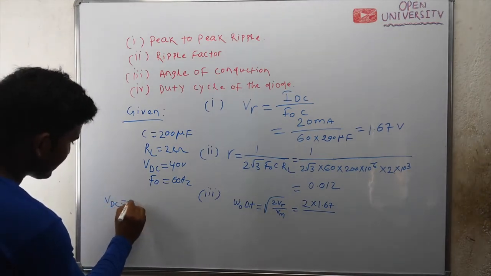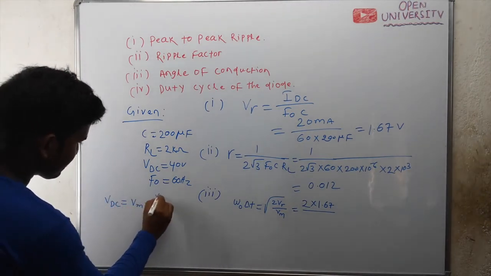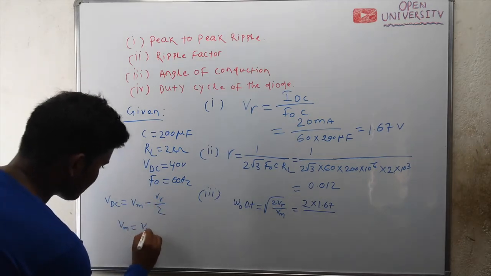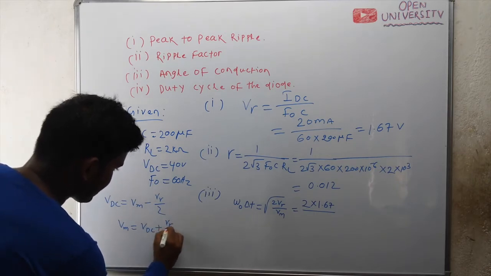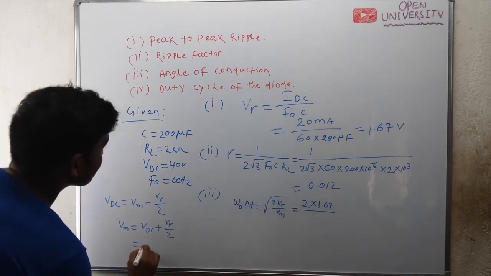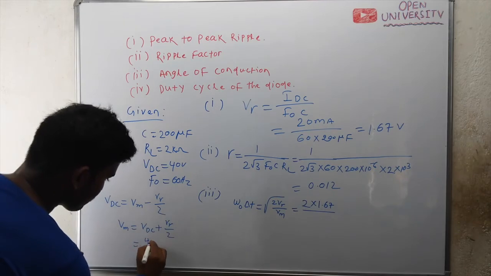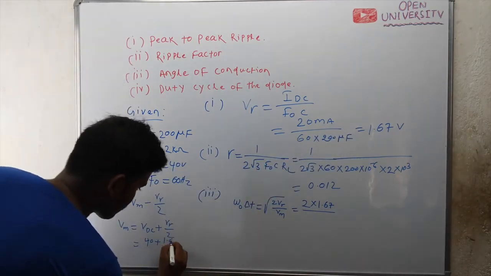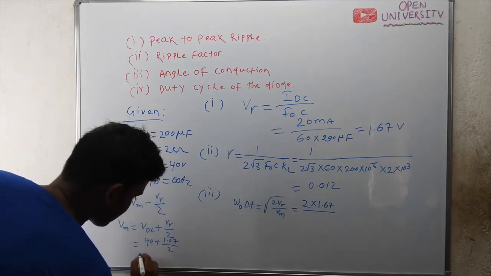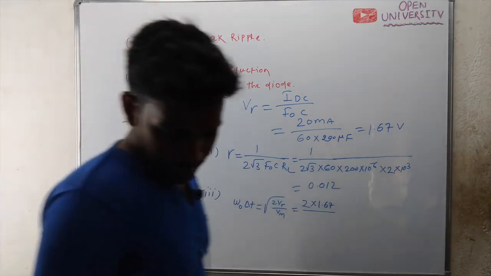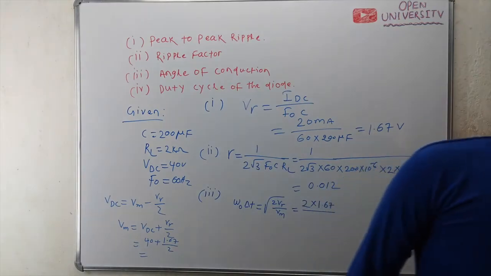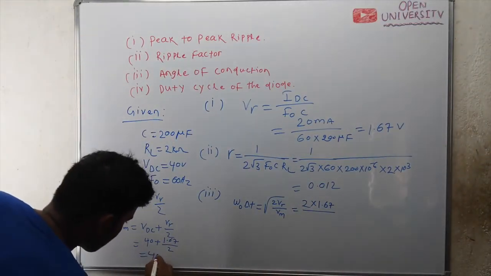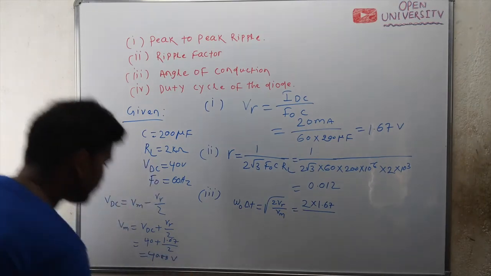So VDC equals Vm minus VR by 2. So Vm will be equal to VDC plus VR by 2. What is VDC? VDC is your 40 volt. What is VR? VR is 1.67 volt. 1.67 by 2. Then it will be 40.83 volt.